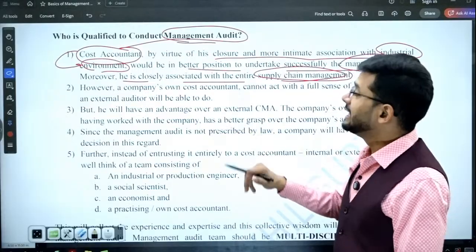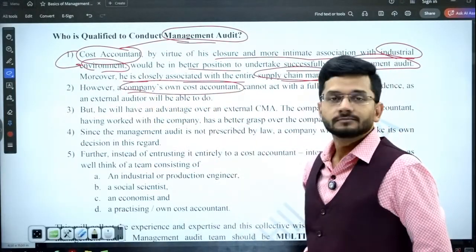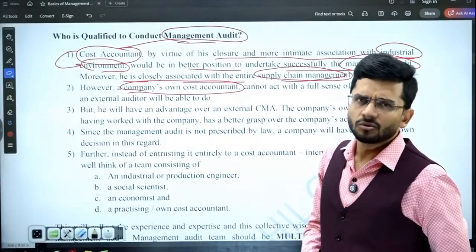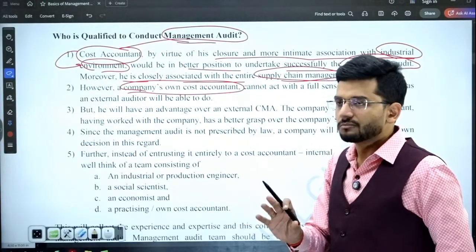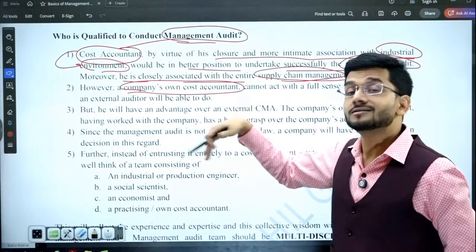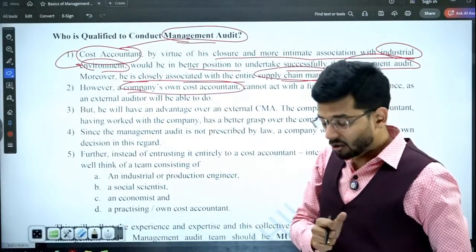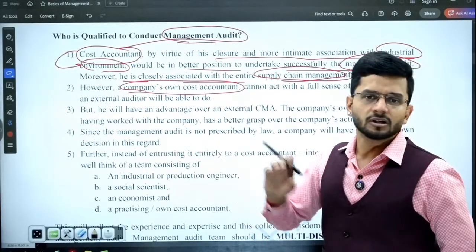Okay. Now the question is, can a company's own cost accountant conduct the audit? Yes, he can conduct it. A company's own cost accountant can conduct a cost management audit for sure. There's no restriction because the independence threat is not there in this case, because it is not a statutory requirement to conduct management audit. So even a company's own cost accountant can conduct management audit of that particular company.